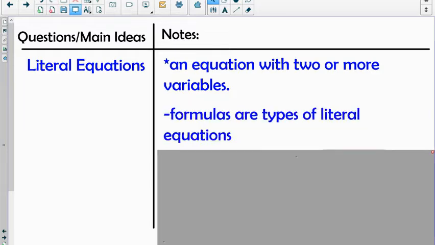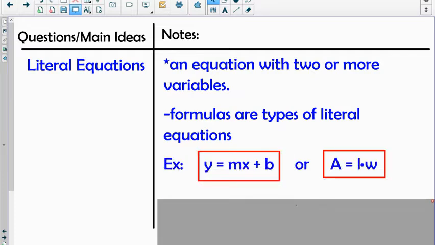So examples might be formulas, which are different types of literal equations, like y equals mx plus b, a popular formula used back in 8th grade and Algebra 1 for the slope-intercept form. Or even A equals L times W. That represents the area of a rectangle, length times width. In each case, they're equations that have two or more different variable types.